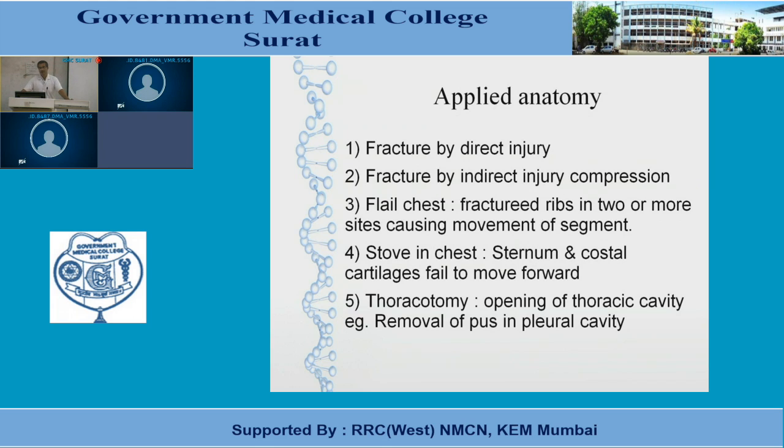This is about compression injury. Sometimes there is fracture of ribs, but multiple fractures. How? 2 or 3 ribs get fractured. Example, direct injury. 2 or 3 ribs get fractured, and these fracture on 2 sides in one rib. Means 1, 2, 3, 1, 2, 3.